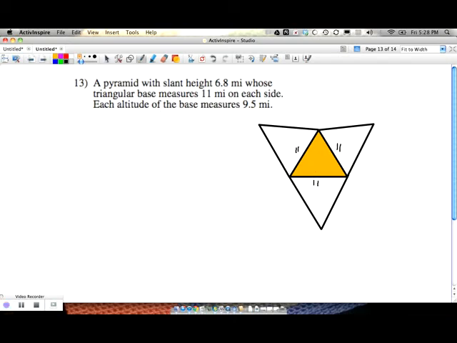And each altitude of the base measures 9.5. So what that's saying is this piece here. This is 9.5, no matter where it was coming from. And the slant height is 6.8.